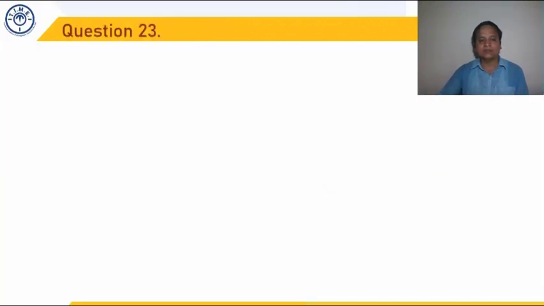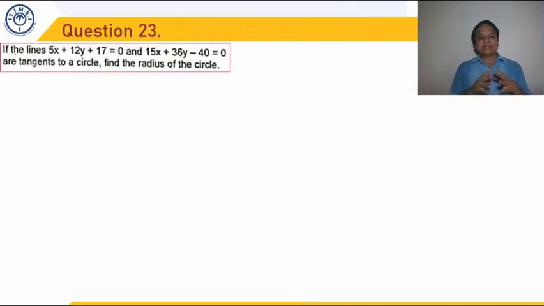Now, question number 23 of the handout. It says if the lines 5x plus 12y plus 17 equal to 0 and 15x plus 36y minus 40 equal to 0 are tangents to a circle, we have to find the radius. Now first carefully observe, these two lines are equations of parallel lines. Ratio of coefficient of x, 5 upon 15, is 1 by 3. Ratio of coefficient of y, 12 by 36, is 1 by 3. They are equal, but not equal to the ratio of the constant term, that is 17 upon minus 40.